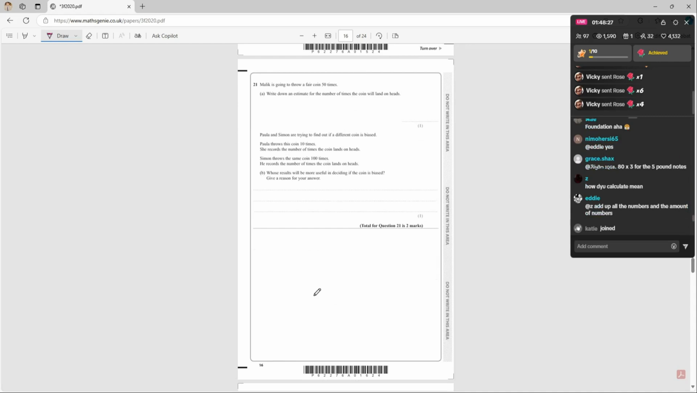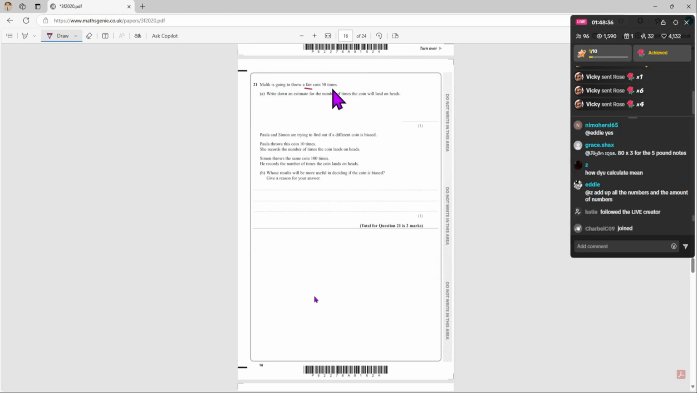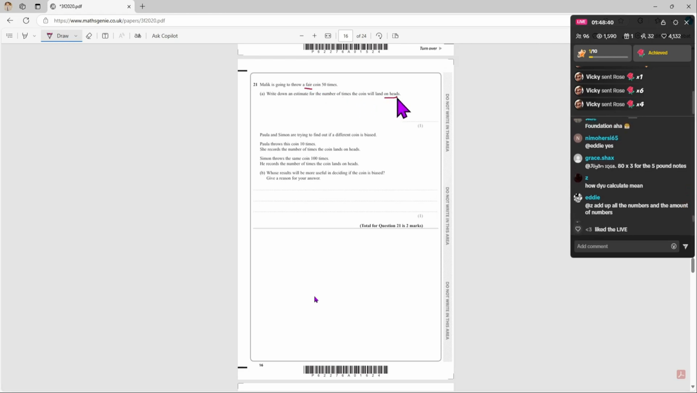Malik is going to throw a fair coin 50 times. Write down an estimate for the number of times the coin will land on heads.